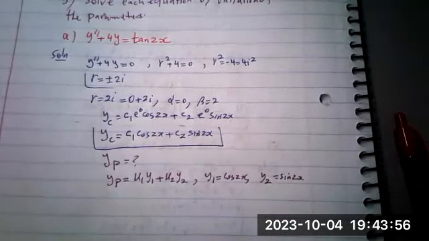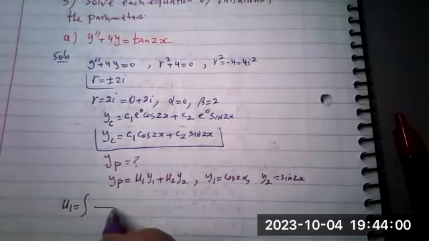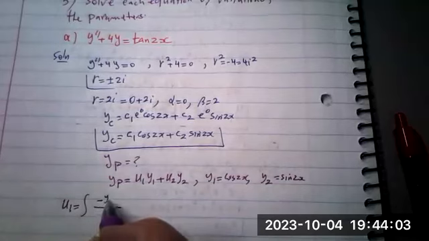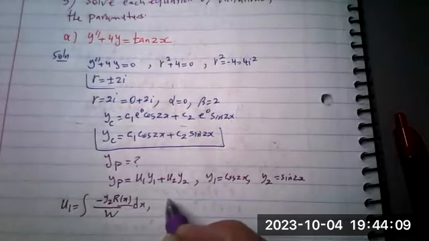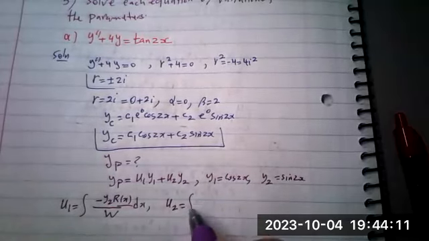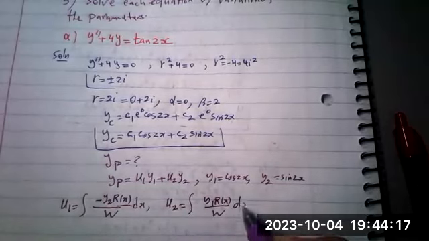How am I going to find it? This is the formula. u1 is the integral of negative y2 r of x over the Wronskian. u2 is the integral of y1 r of x over the Wronskian. This is your job.